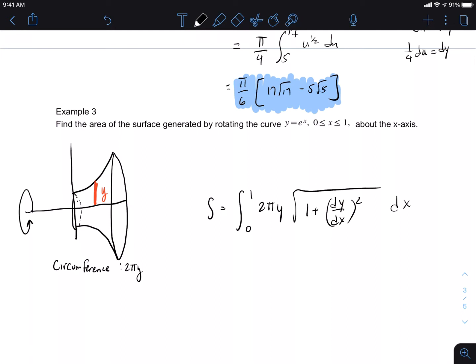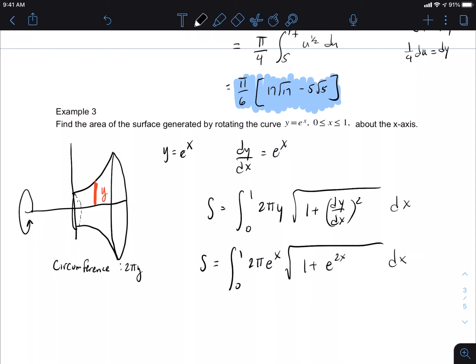Okay, so then from here, we don't want that y to be there. We want it in terms of x, right? The function told us that y was equal to e to the x, so we can change that to be the integral from 0 to 1 of 2 pi e to the x, root of 1 plus the derivative of that, which is dy dx is e to the x, which is going to give us e to the 2x dx.